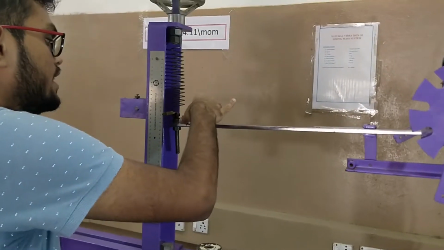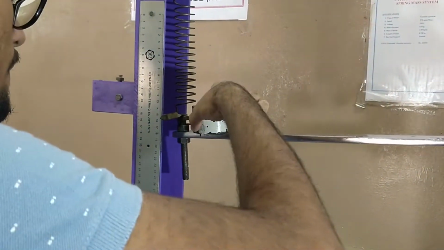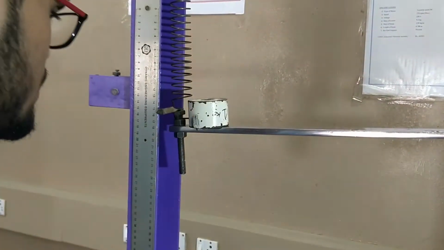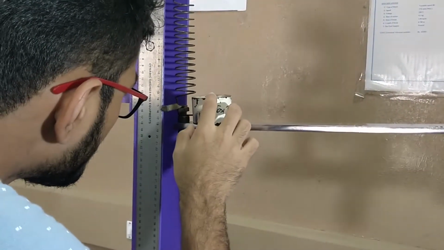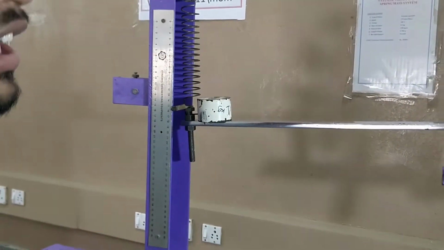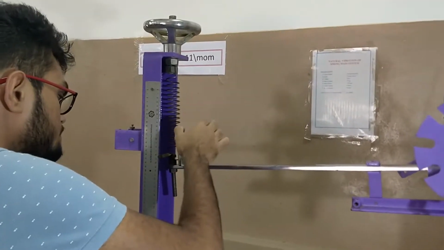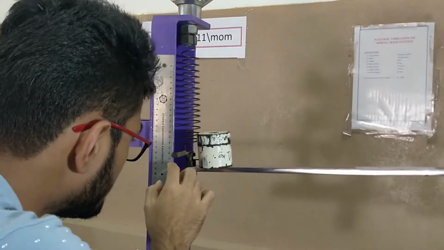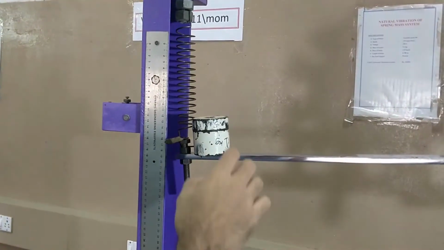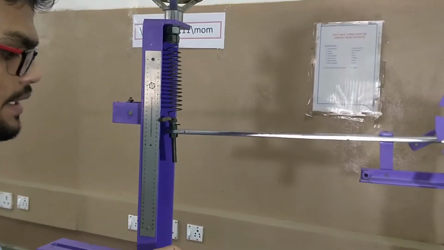Then increase the weight to 1 kg and observe the deflection in the spring. This time the observation is 15.6 centimeters. Then again increase the mass to 1.5 kg and observe the deflection. Here it is 16.6 centimeters. So tabulate these readings and find the stiffness of the spring.